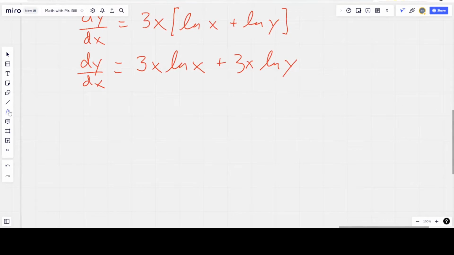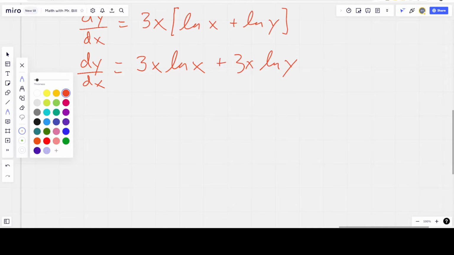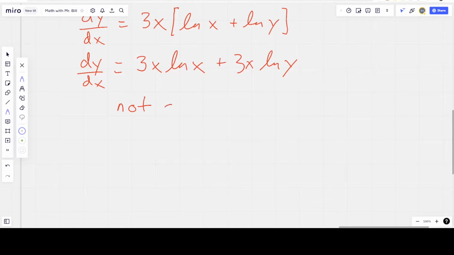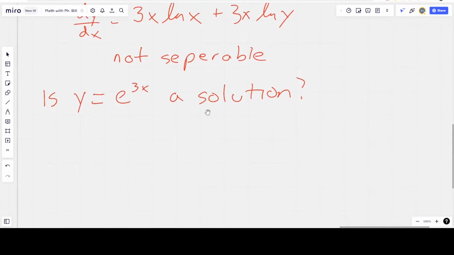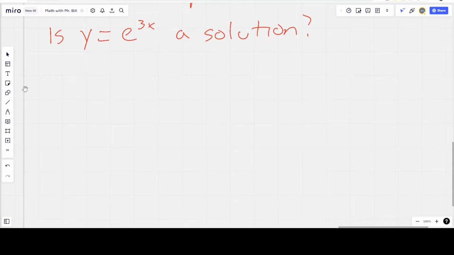The second part of this question asks us, whether it's separable or not, is a function a solution to that differential equation? So we're given y is equal to e to the 3x, and we're asked, is this a solution to that equation? Really what we need to do is see if it satisfies the equation.